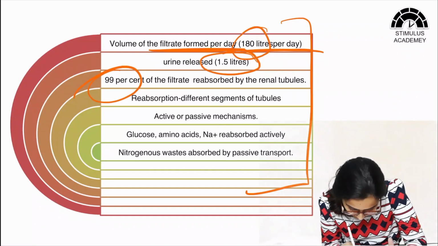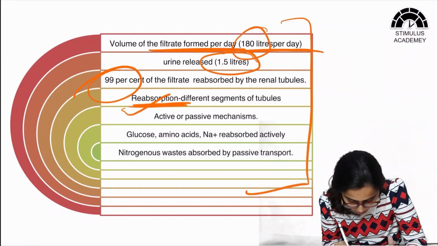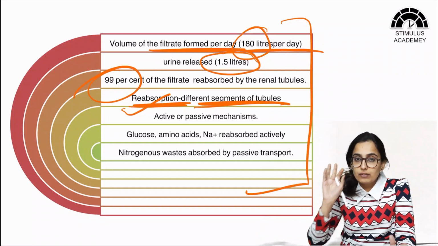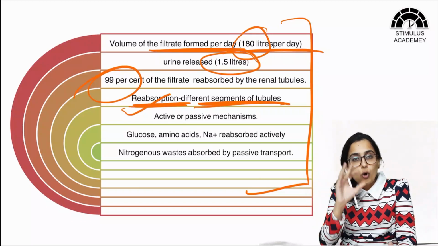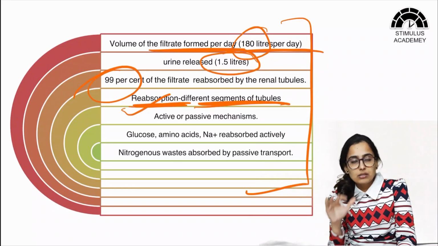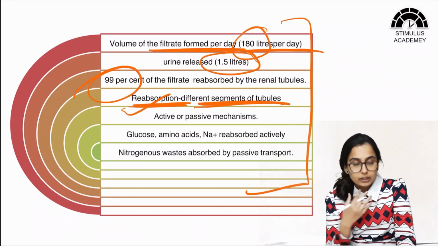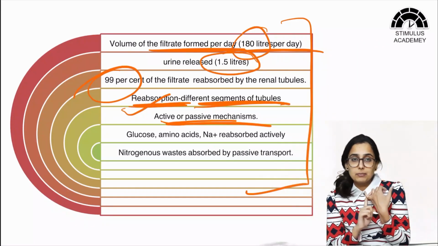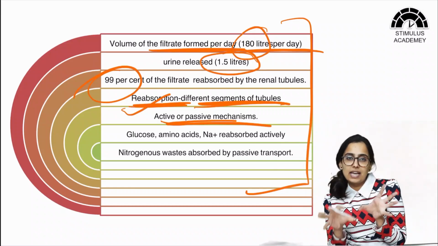Okay, so this reabsorption will occur through different segments. We have the PCT, the loop of Henle, and the DCT. So reabsorption will occur in all of these three parts, and this will lead to a decrease in volume from 180 liters to 1.5 liters. Now this reabsorption can be either active or passive. So both mechanisms work together.